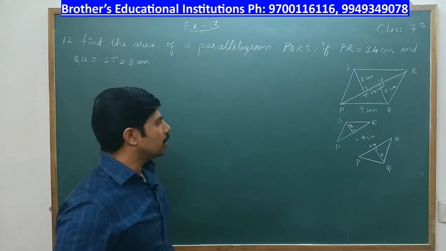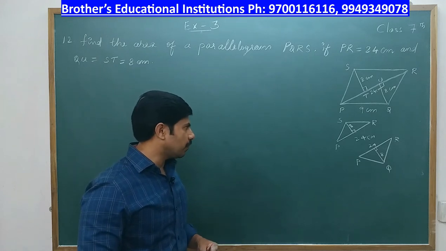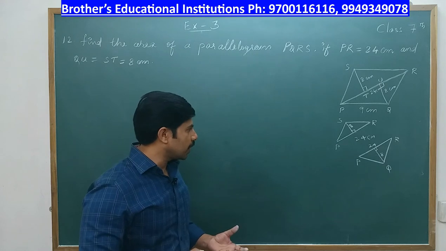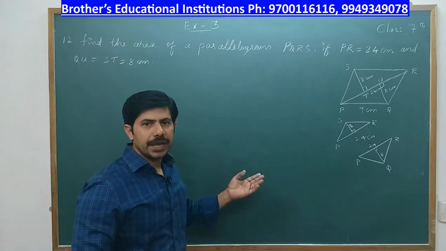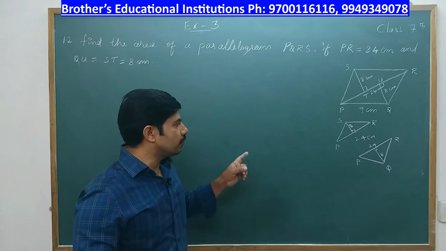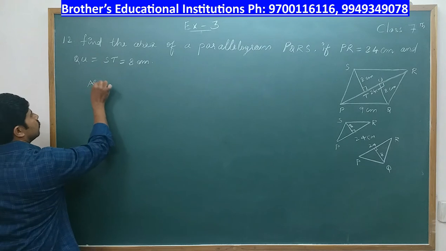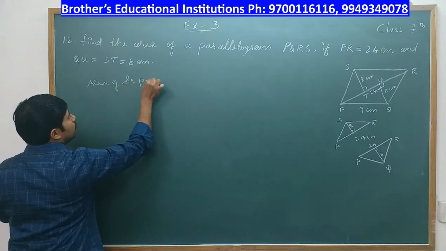So see here, both the altitudes are the same. When we split it, what we find is the area of triangle PSR and the area of triangle PQR will be the same. Why? Because the base is 24, the height is 8 and 8. So first we'll find the area of triangle PSR.